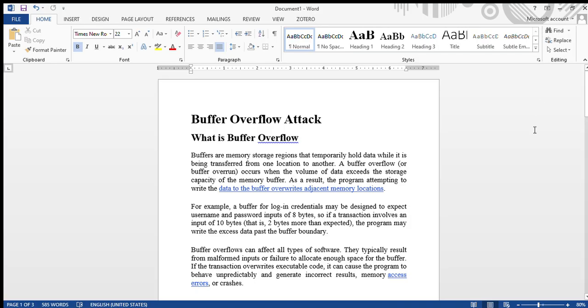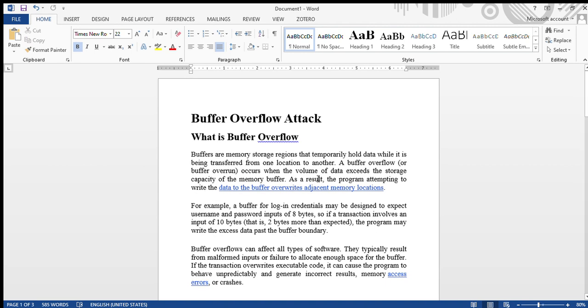What is a buffer overflow attack? Buffers are memory storage regions that temporarily hold data while it is being transferred from one location to another. When data is transferred from one location to another, there is a buffer memory called a buffer. When that memory keeps increasing beyond its limit, it causes an overflow. With that overflow, there are several serious consequences, such as an attacker stealing our data.